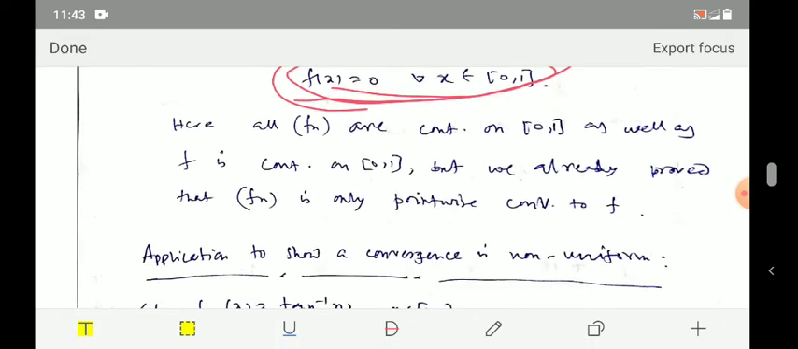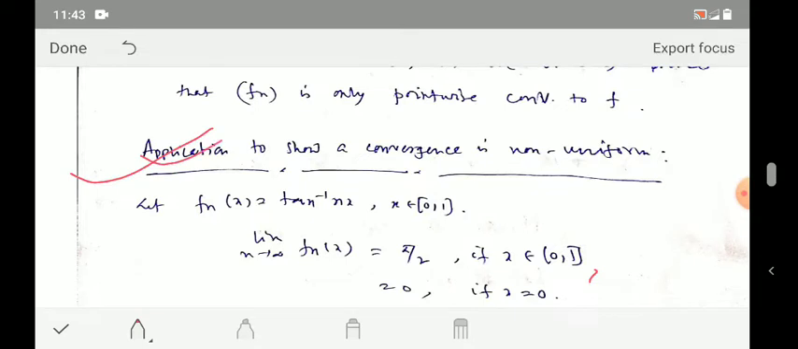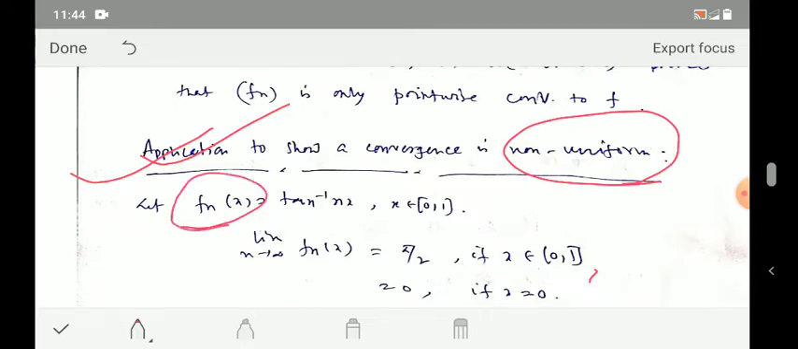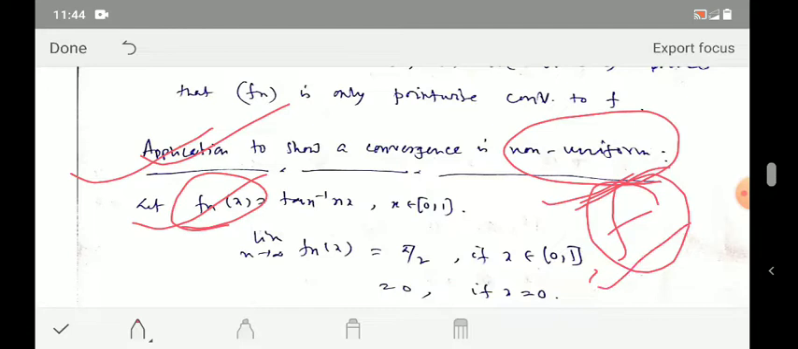In the next part, we give an application of this result to show that a convergence is not uniform. Suppose a sequence of functions fn converges to a function f, pointwise first, and fn are all continuous but f is not continuous. We know that if fn converges to f uniformly, then f should be continuous. So if the limit function is not continuous while fn are all continuous, then we can say that this convergence is not uniform. In this respect we can use this result to show a convergence is non-uniform.